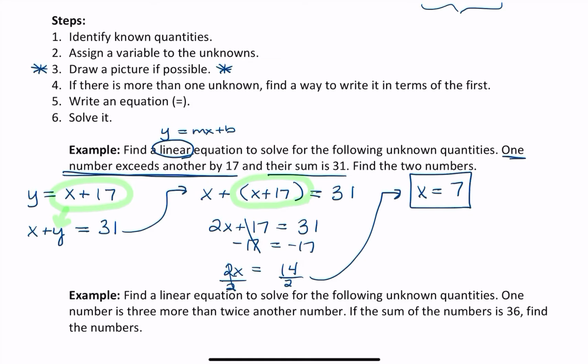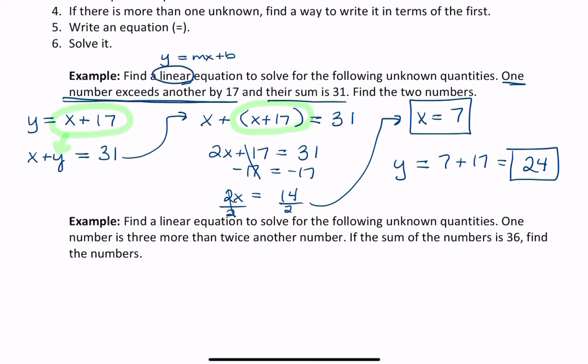And now you can use that to plug back into either one of the equations. Now that I know what x is, I can say y equals 7 plus 17, which is 24. So my two numbers are 7 and 24. And if you check that, you notice that the sum of those, 7 plus 24, does equal 31.